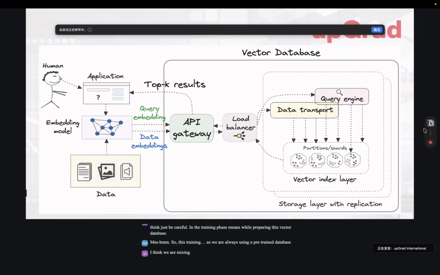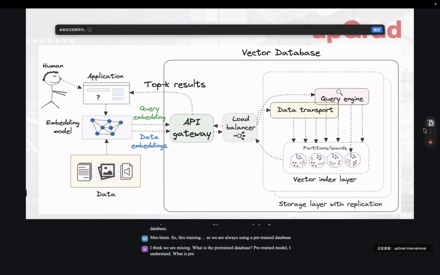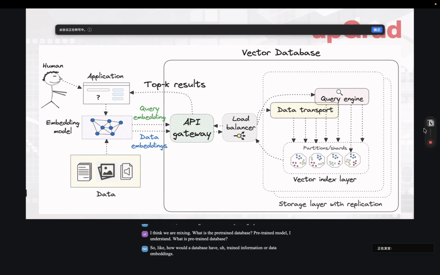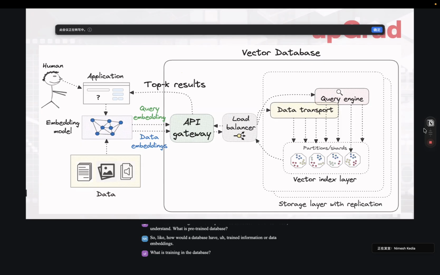What is the pre-trained database? Pre-trained model, I understand. What is pre-trained database? So how would a database have trained information or data embeddings? What is training in the database? So we need to provide some data, right? Yes. Then only that database will have data. So someone has to enter it. Correct. So that is data, not really a model training kind of a thing.